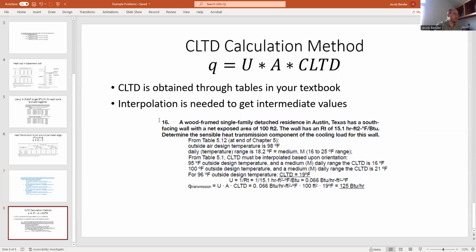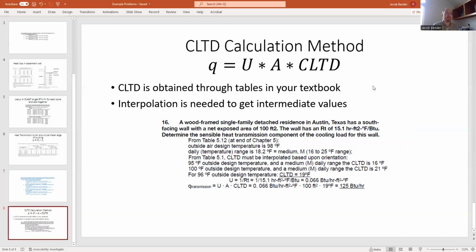The one cooling question that I'm going to go over right now is something I call the CLTD calculation method. That's cooling load temp difference. It's one of the methods that the textbook talks about. Much like the heating degree days, it takes the place of your delta T in your calculation. So Q equals U times A times CLTD. Now your CLTD value is tabulated from tables in your textbook.